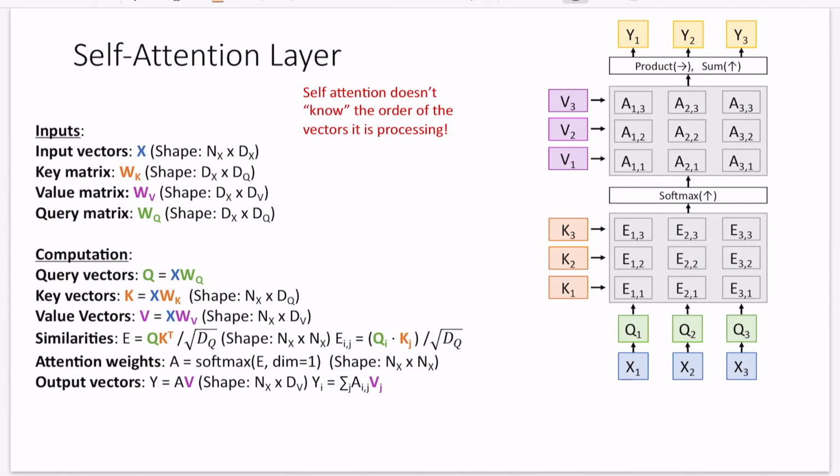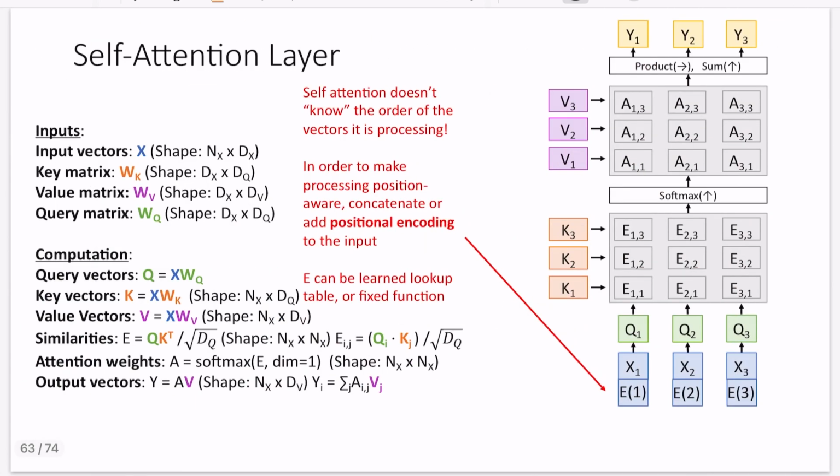To sum up, self-attention doesn't know the order of the vectors it is processing within the module. But in many cases, the order of the sequence is one of the important issues for understanding the context of sequence data. For example, like language in English, if we permute the order of the words in one sentence, maybe the meaning will be different, right?